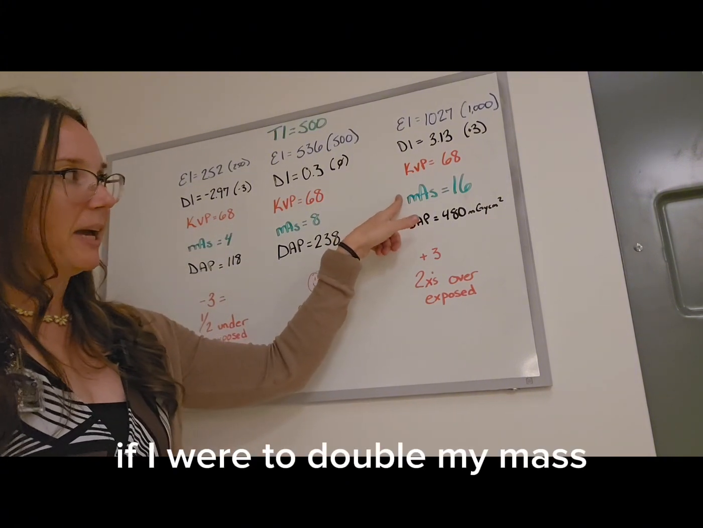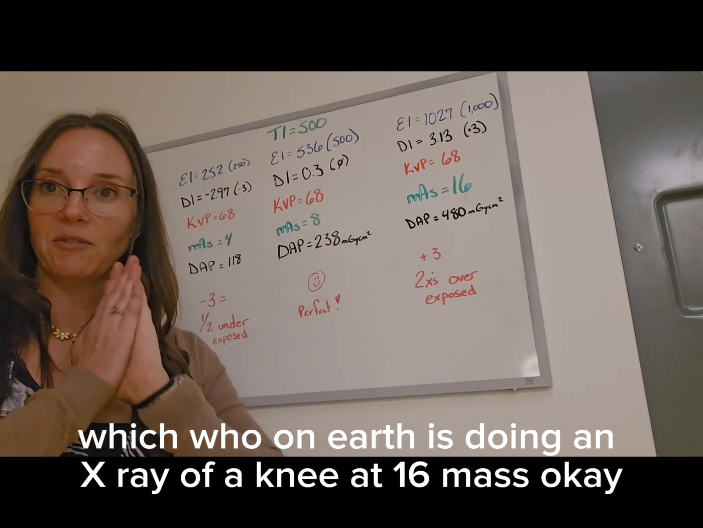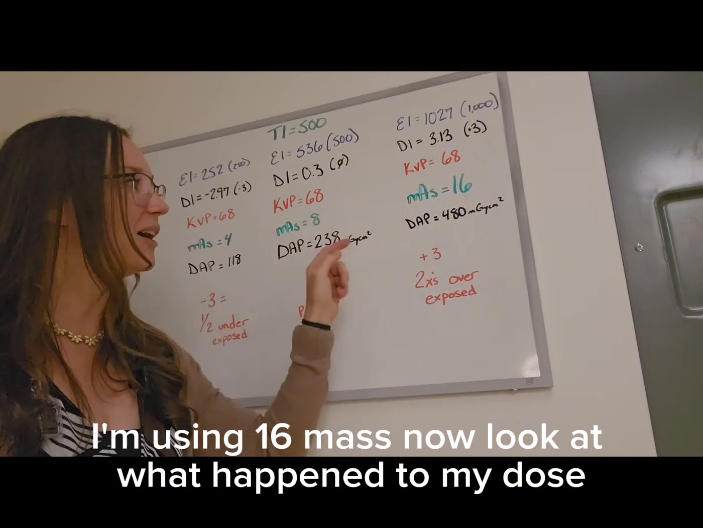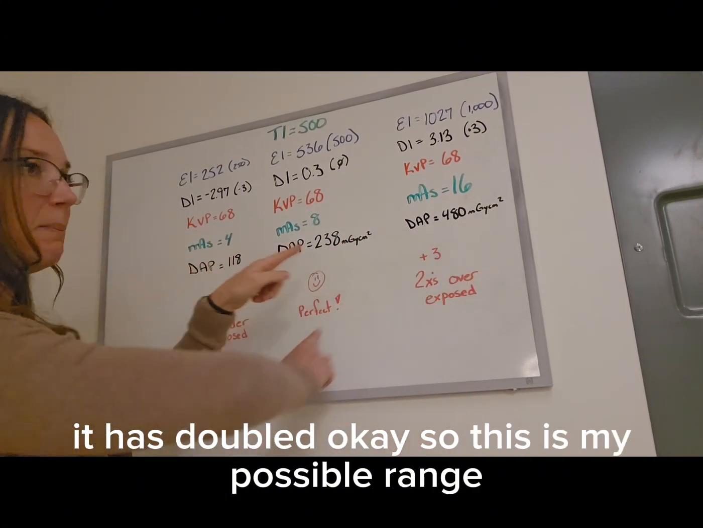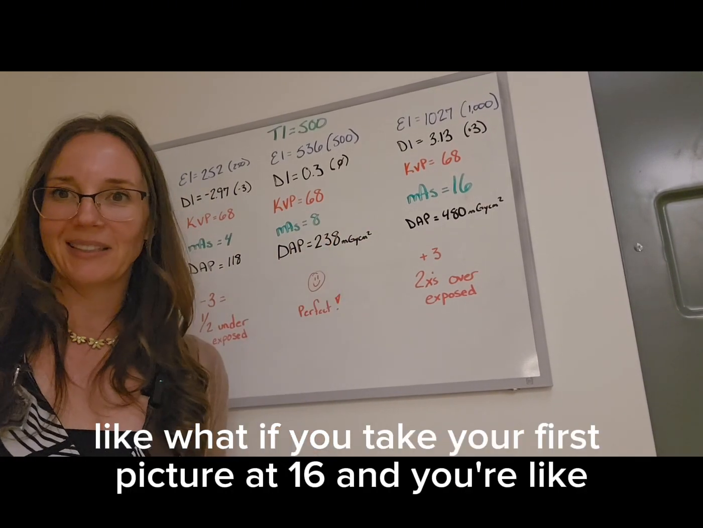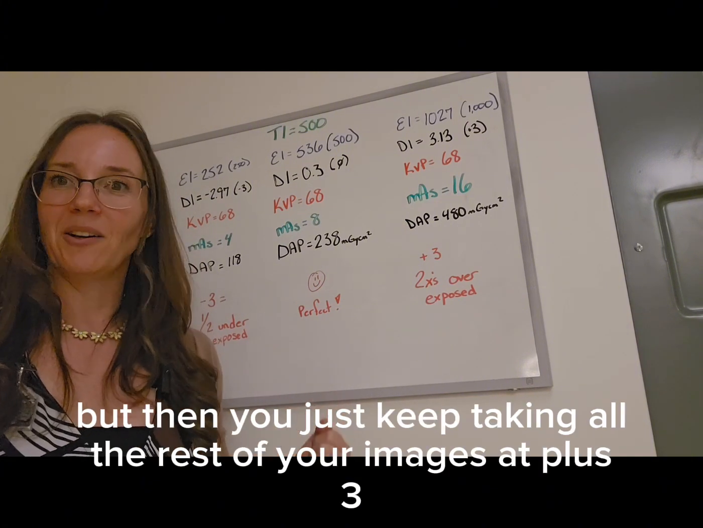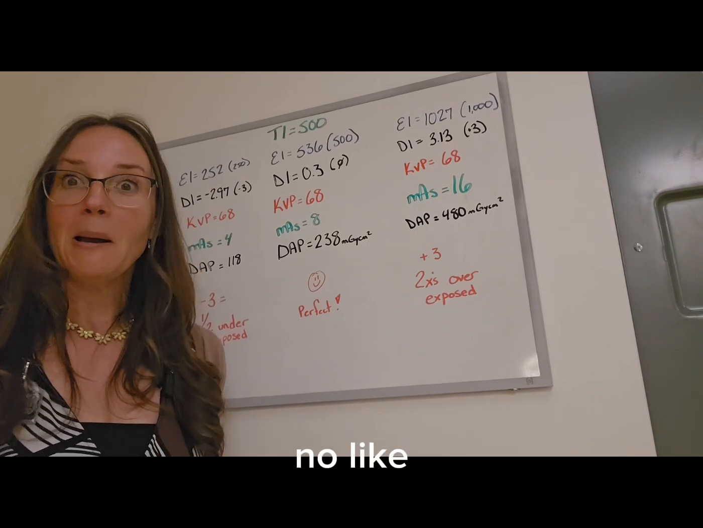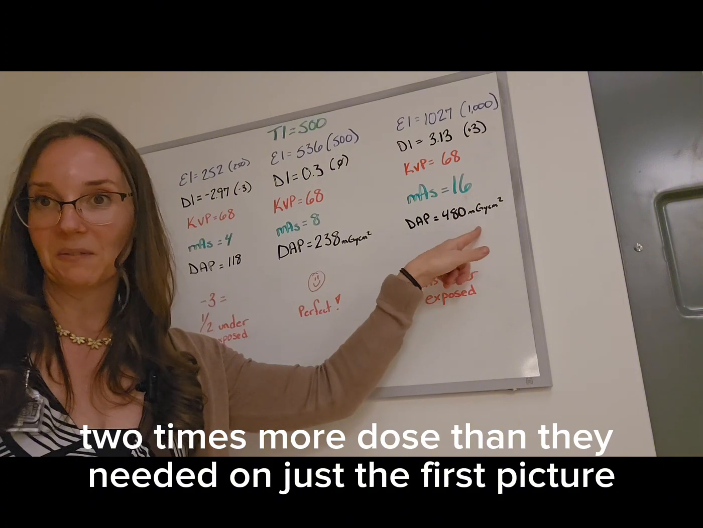If I were to double my mass, which who on earth is doing an x-ray of a knee at 16 mass, okay? That's problem number 1. We've used way too much technique. I'm using 16 mass now. Look at what happened to my dose. It has doubled, okay? So if this is my passable range, is it really passable? Like, what if you take your first picture at 16 and you're like, oh, I shot a +3, I can send it, yay. But then you just keep taking all the rest of your images at +3, your oblique and your laterals and stuff like that. No, like you're giving that patient 2 times more dose than they needed on just the first picture.